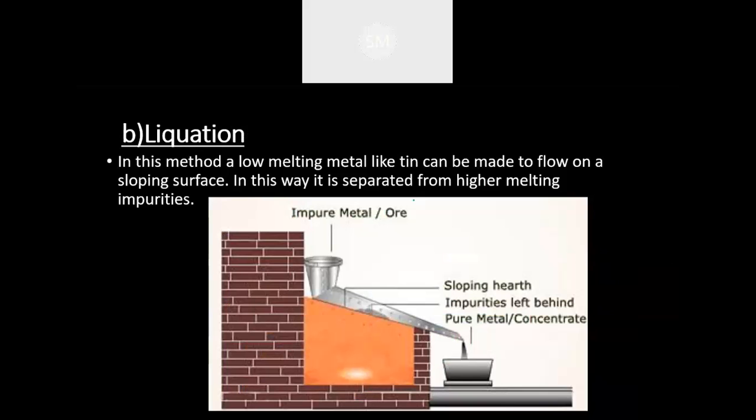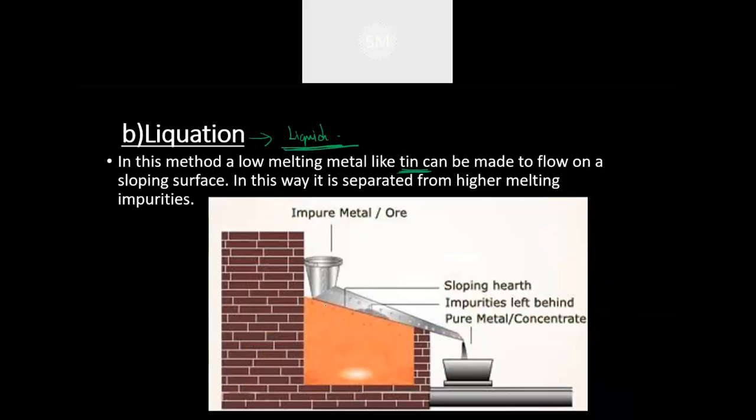The second one is liquefaction. As the name goes, again you are converting them into a liquid. So it is applied for the one having a low melting point. For the metal which has a low melting point, for example tin, it can be applied with this method.